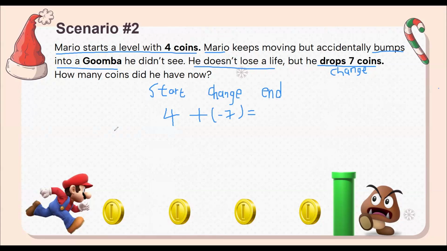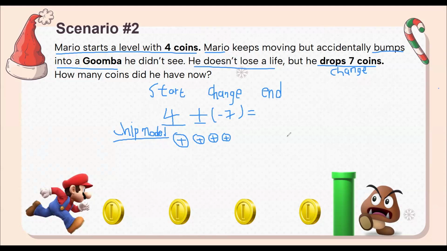Okay, now let's do a quick assessment on our chip model. I would like you all to tell me how many positive or negative chips we are starting with. Amazing. We are starting with 4 positive chips. As we can see, we have a positive 4 at the beginning of our addition number sentence. And since we have a positive plus sign, that means we're going to add in more chips.